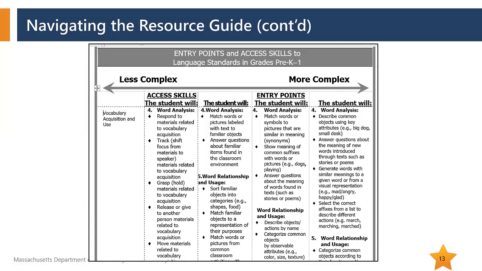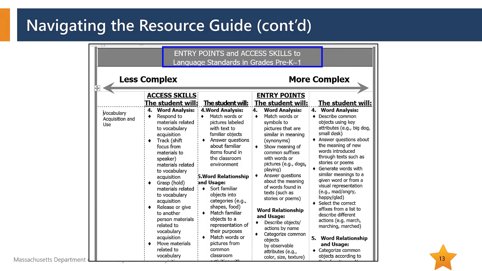So you see at the top of the page, it says entry points and access skills to language standards in grades pre-K to 1. So we don't assess pre-K to 1, right? We start at grade 3. We go 3 to 8 and 10, high school. However, the beautiful thing about this resource guide is that you can spiral back to the level of your student's need. Now, in this case, we're just looking at the pre-K to 1 standards.